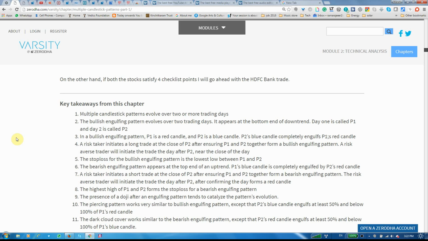Key takeaways from this chapter. Multiple candlestick patterns evolve over 2 or more trading days. The bullish engulfing pattern evolves over 2 trading days.